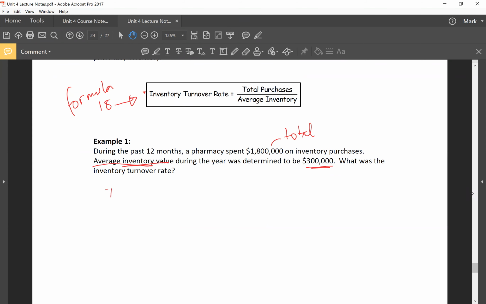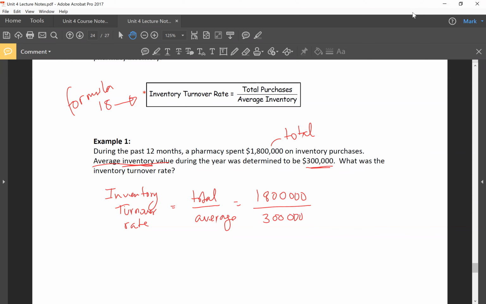Well, it's easy. Inventory turnover rate is equal to total purchases over the average. So 1,800,000 over 300,000. Let me check the chat before I move on. Maybe it's going to say 6. It does say 6. Thank you, Kalsum. So the turnover rate is 6.